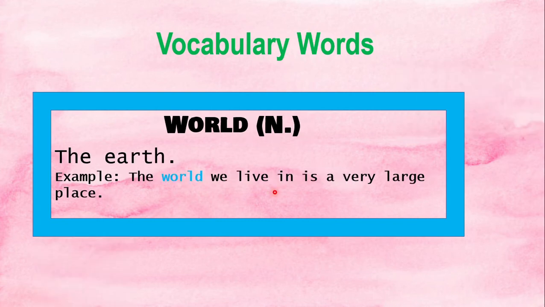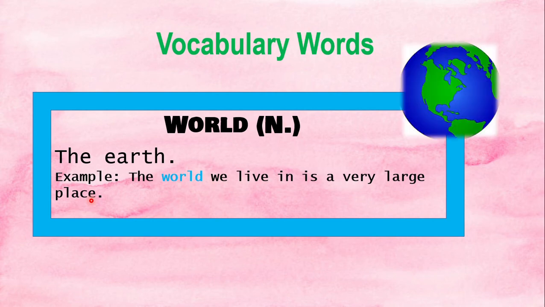World. World is a noun. It is the earth, the planet Earth that we are living in. Example, the world we live in is a very large place. So the world, the earth, is very large. See here? There are people, there are countries in the planet Earth. World is the earth. What's the part of speech? Noun. The earth.